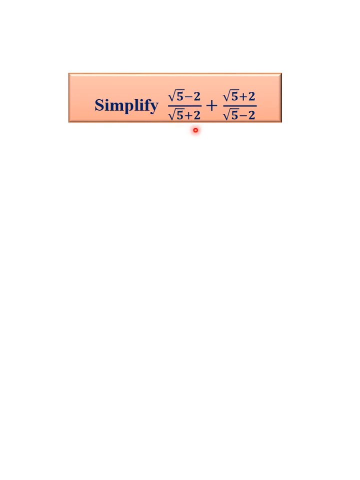We have a simple question here that says: simplify (root 5 minus 2) all over (root 5 plus 2), plus (root 5 plus 2) all over (root 5 minus 2). This is a surd, or this question is under surd. So we have this as the question.